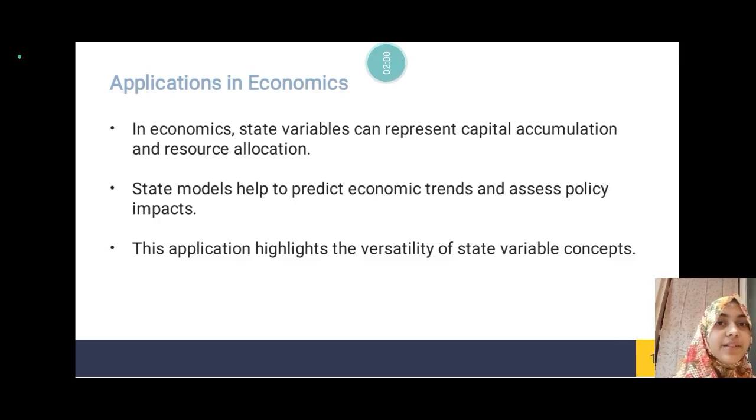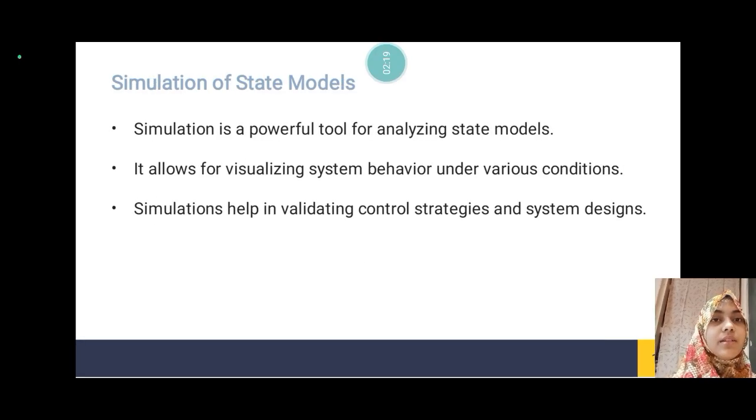Application in economics. In economics, state variables can represent capital accumulation and resource allocation. State models help to predict economic trends and assess policy impacts. This application highlights the versatility of state variable concepts.